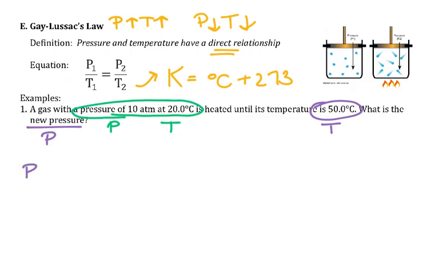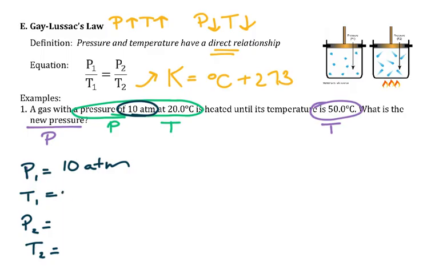Again, if you like to list out the variables, I like to list them out. I know not everyone does. P1, and then I've got pressures and temperatures. So I'm gonna go P1, T1, P2, T2. So a pressure of 10 atm, and when pressure is 10 atm, the temperature is 20 degrees Celsius. So those are gonna be my ones. And then I'm looking for my new pressure, so we'll make that P2, and then T2 is 50 degrees Celsius.